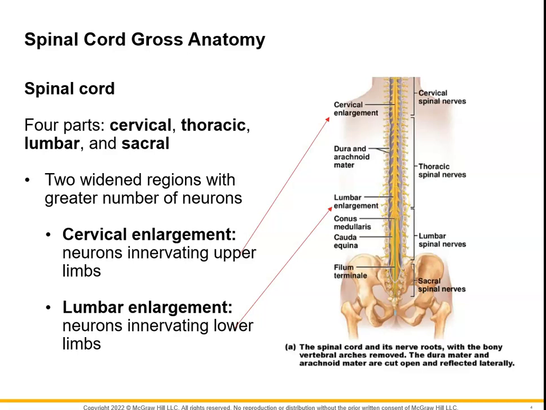Now, this is because there's a greater number of neurons in these areas, because remember, the cervical enlargement has to innervate the upper limbs, your arms. The lumbar enlargement has to provide for the neurons that innervate the lower limb. So since there are more neurons coming in and out of the cord at that area, we have the enlargements.